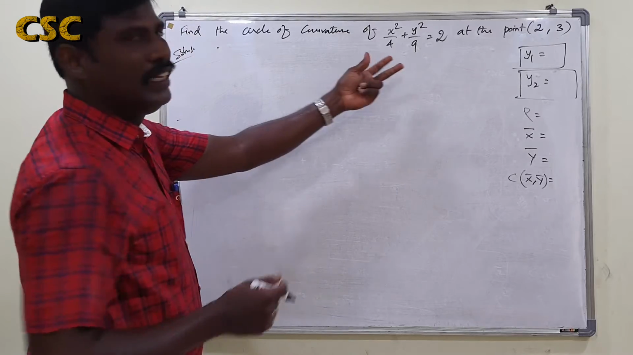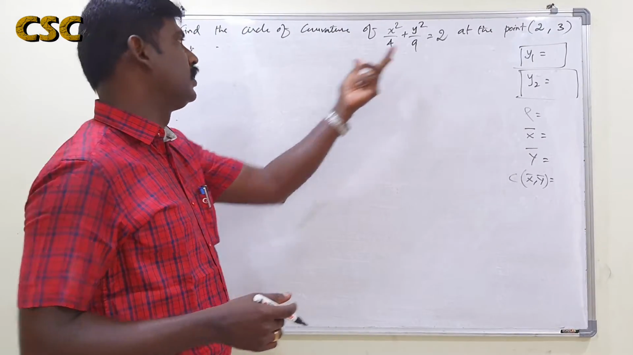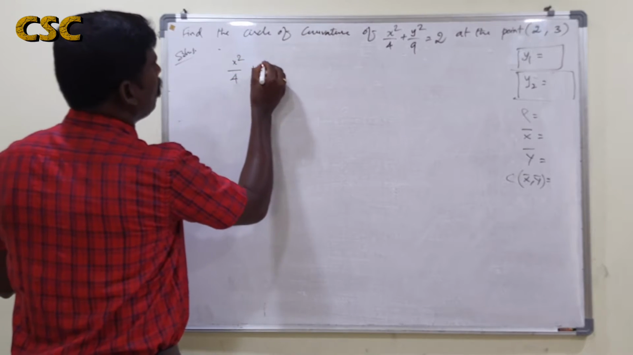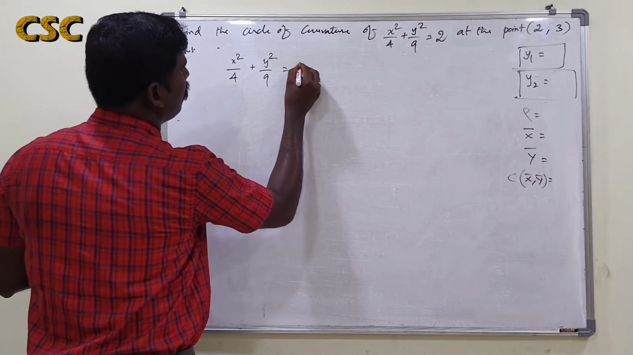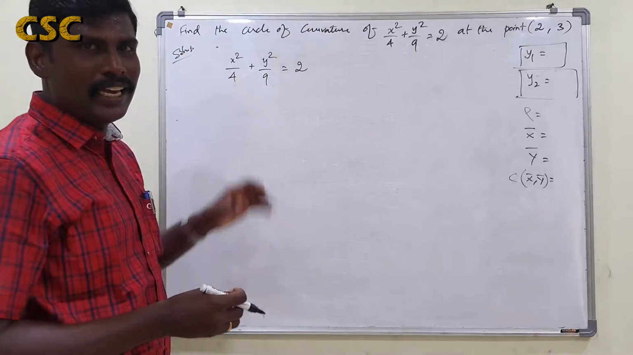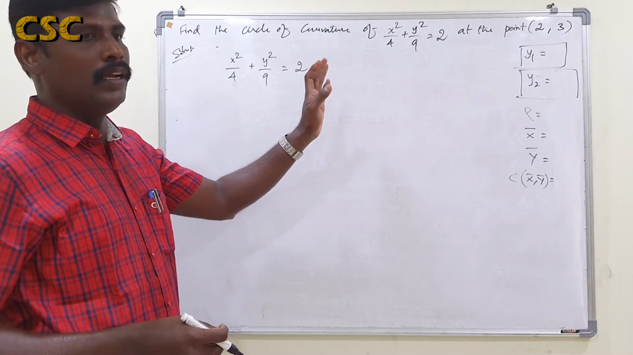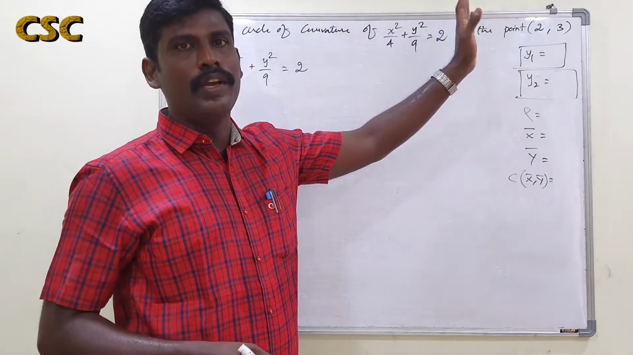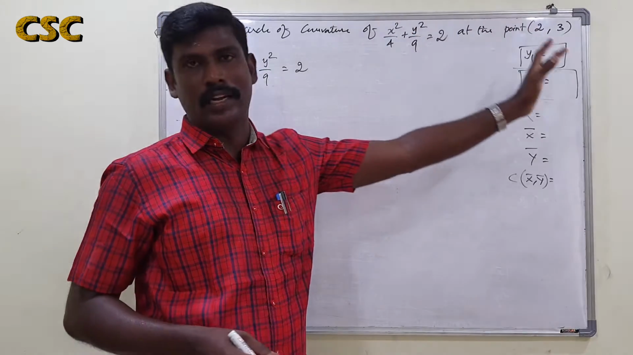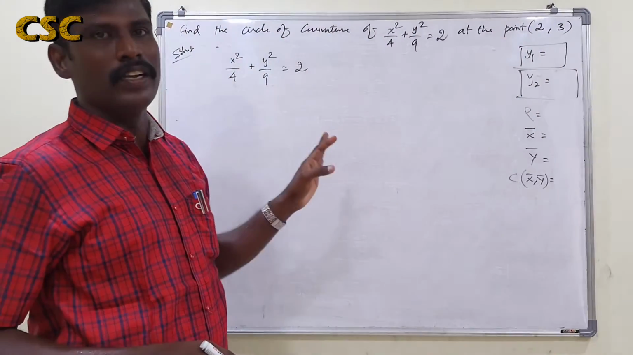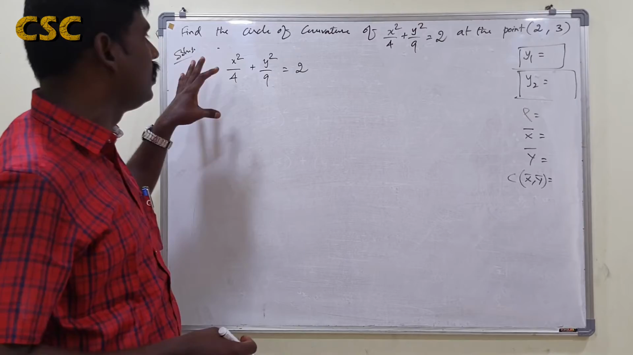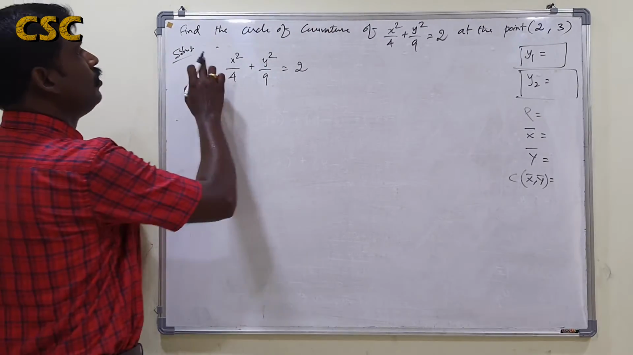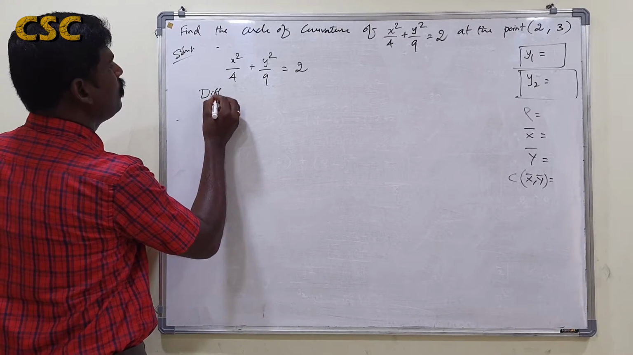Already we can take this formula as an implicit function. We can treat this, x square by 4 plus y square by 9 equal to 2, as an implicit function, so directly we are going to differentiate with respect to x. It's not strictly an implicit function, since we can separate x and y onto different sides, but we can treat it as one. As usual, we differentiate as for an implicit function.